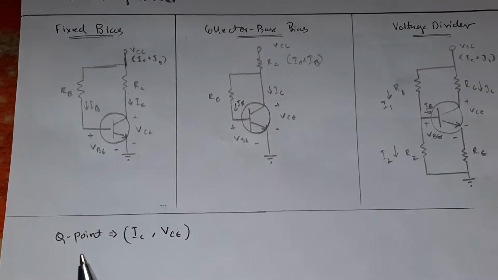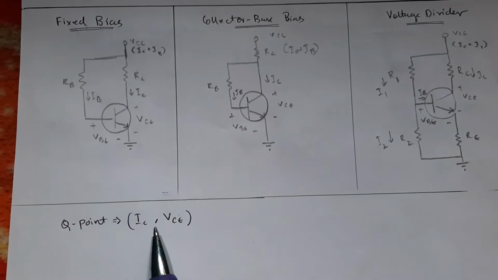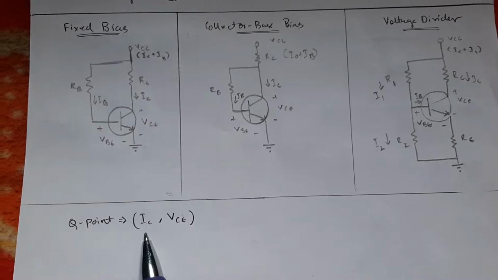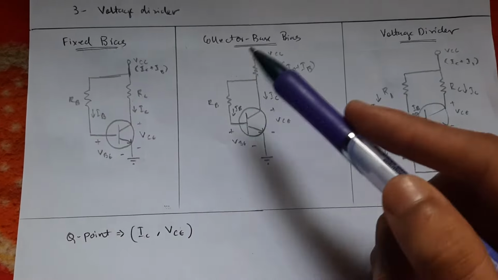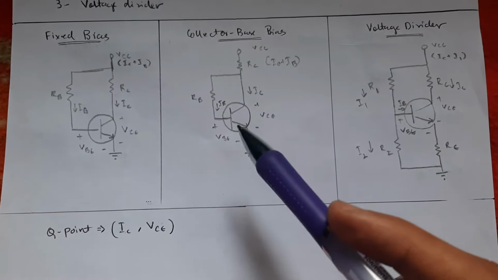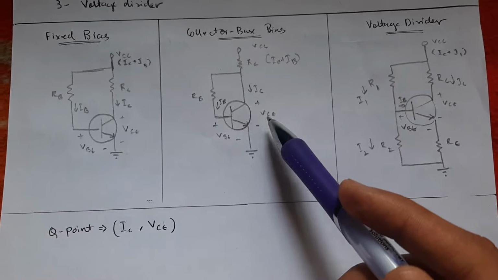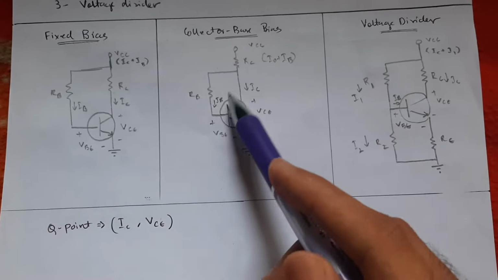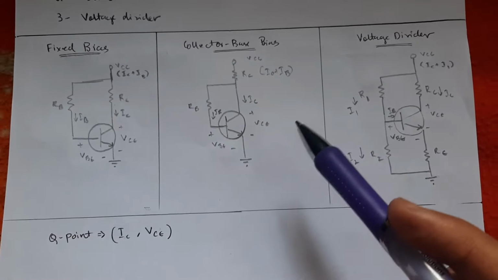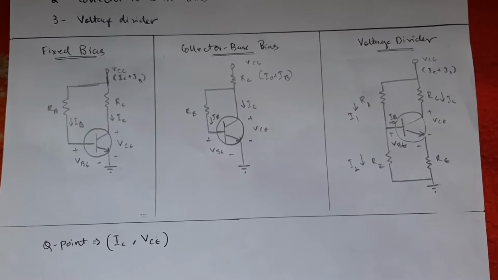The main thing they ask in the exam is the Q point. Q point means IC, VCE. You have to find IC and VCE. They will give an example in numericals. They will give VBE, VCE, and we have to find IC and IB. You can use formulas and find them out. I'll discuss that in detail in the numerical video.